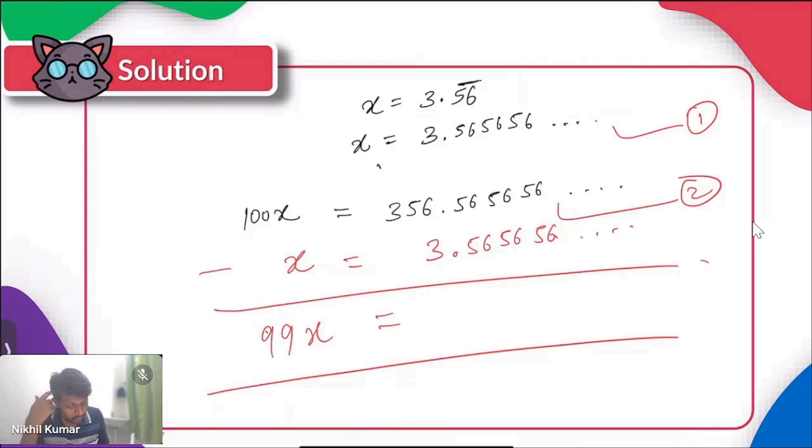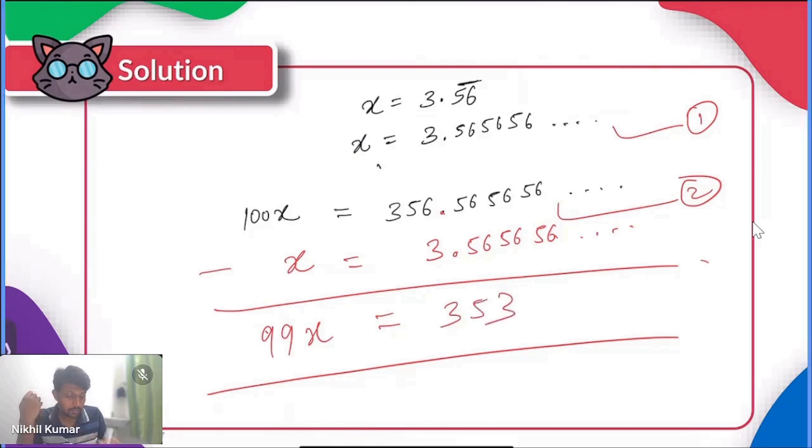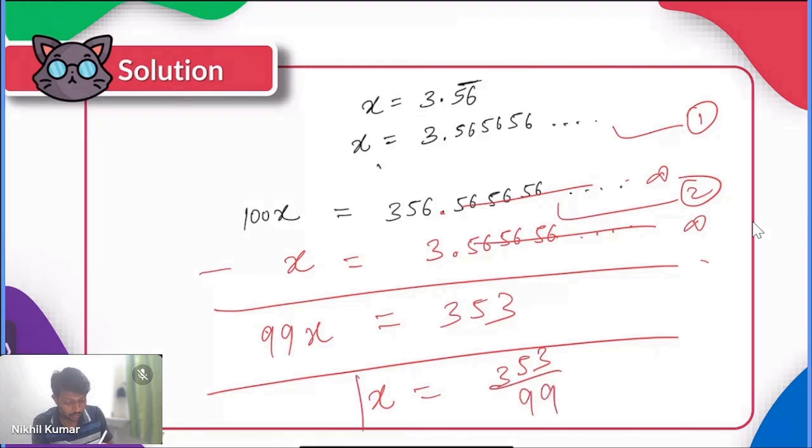You get 353. Very good. Because this part and this part is going to get cancelled. Because this goes on till infinity, all the decimal part will get cancelled because it's exactly the same. Now, x value I've got as 353 upon 99. Do you see?